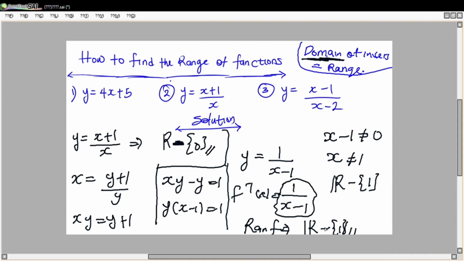So all you have to do is find the inverse. The inverse will always give another function. Find the domain of that function, that is, find the domain of the inverse, right? The answer to that domain is your what? Your range.